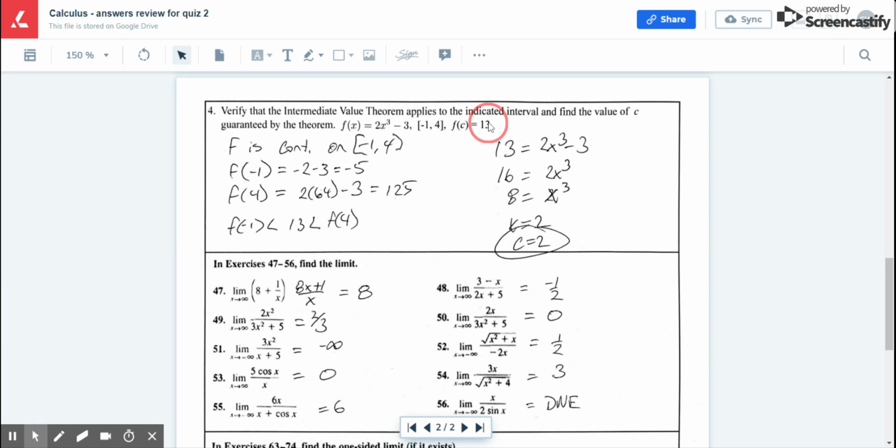Again, 13 is a y value, so that means I plug 13 in for f of x and I solve for x. So I plug 13 in, I add the 3 over, gives me 16. I divide by 2, which gives me 8, and I take the cube root, which gives me x equals 2. We're wanting to find a c, so we go ahead and change it to c equals 2.